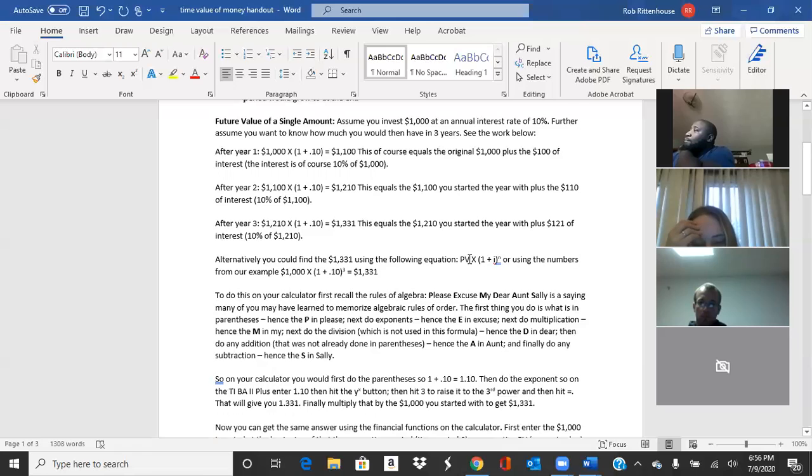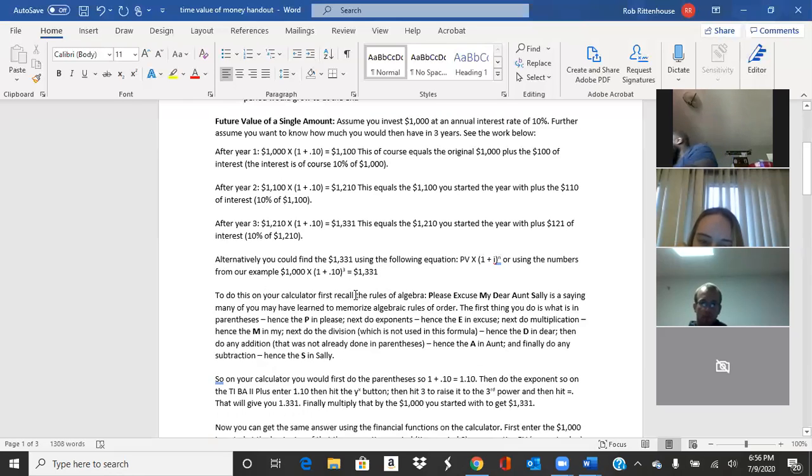Take the present value, which is the amount at the beginning of this 3-year time period, the $1,000 we invested. Multiply that by 1 plus the interest rate raised to the nth power. So in our example here, take 1,000 times 1 plus the 10% rate of interest raised to the 3rd power, and you get 1331.